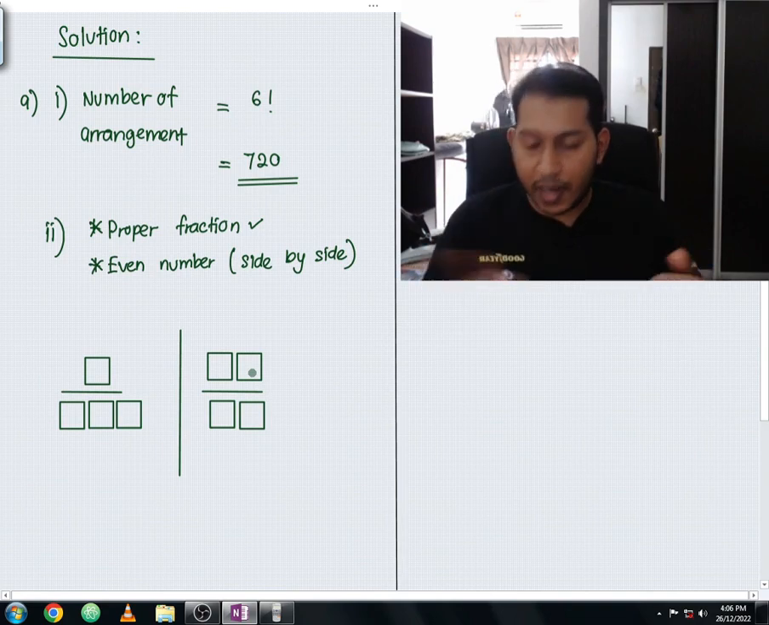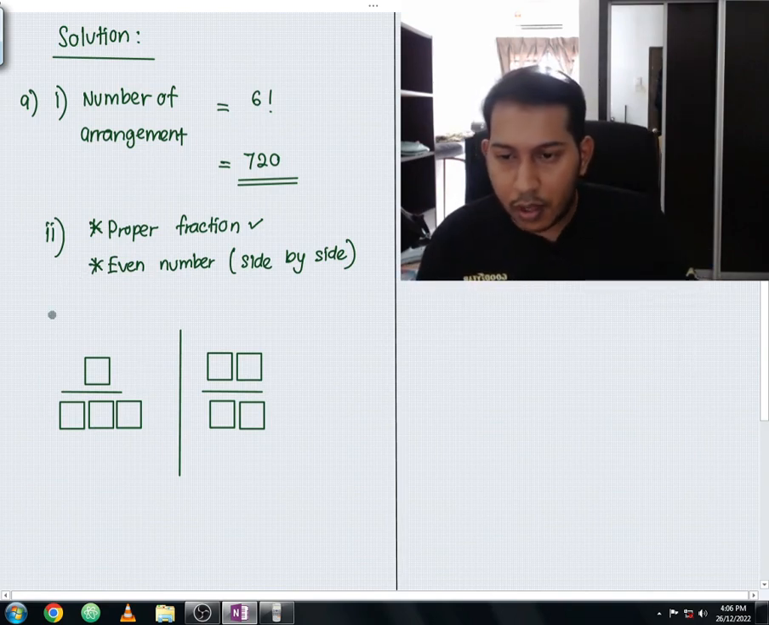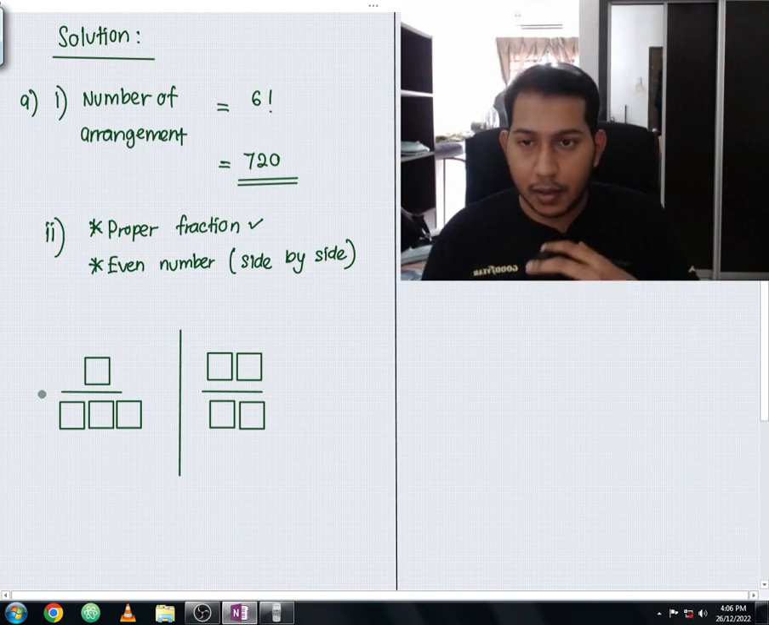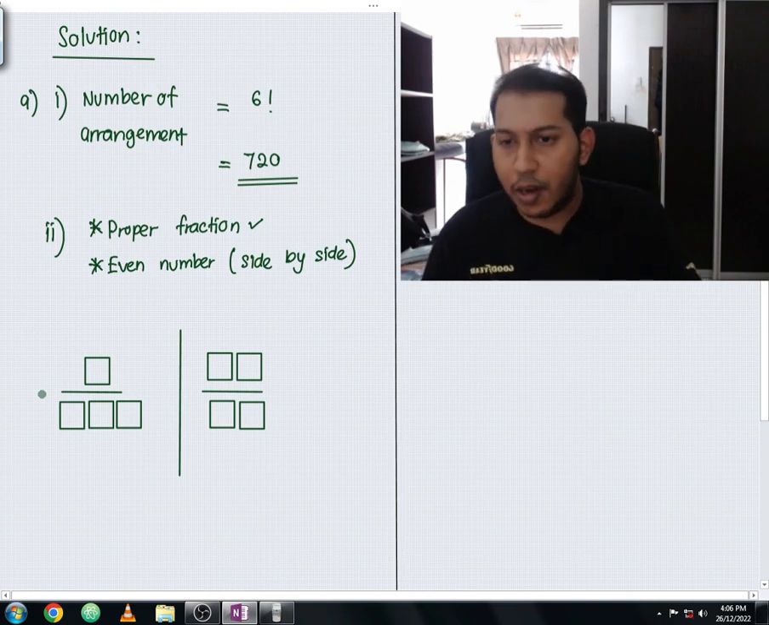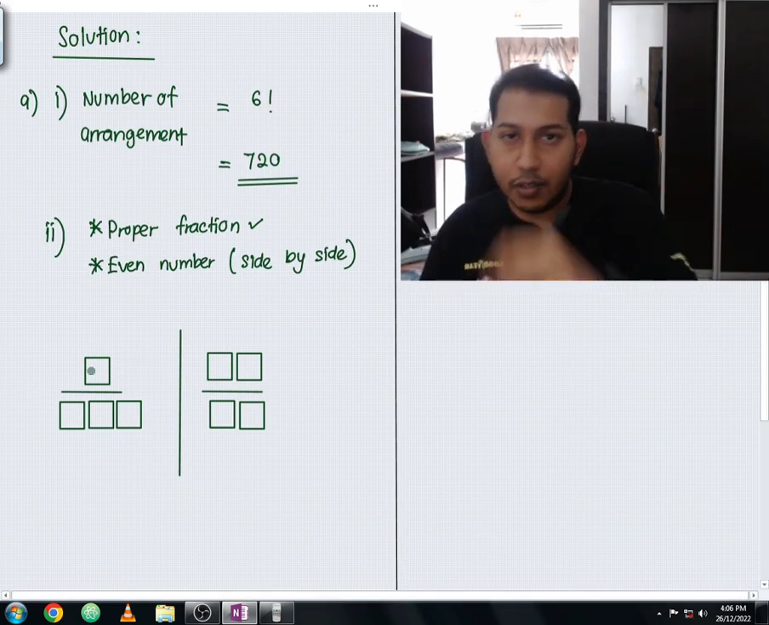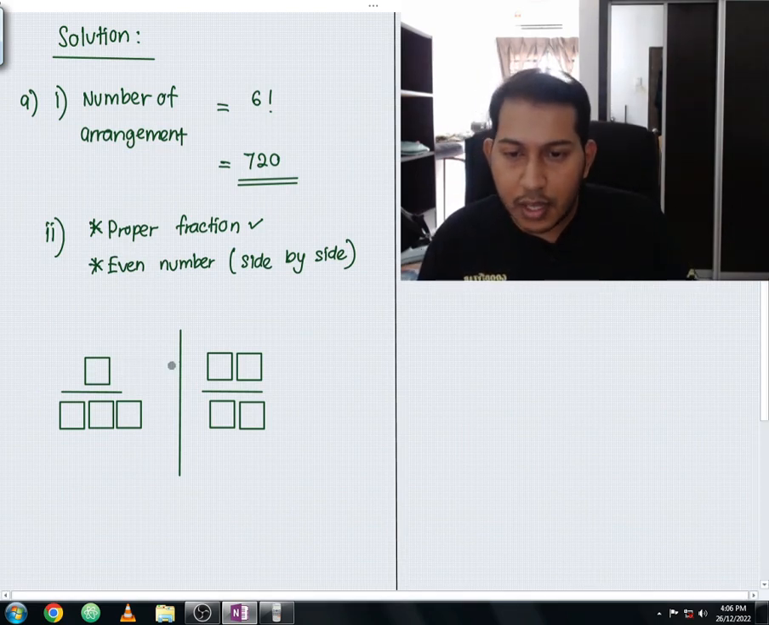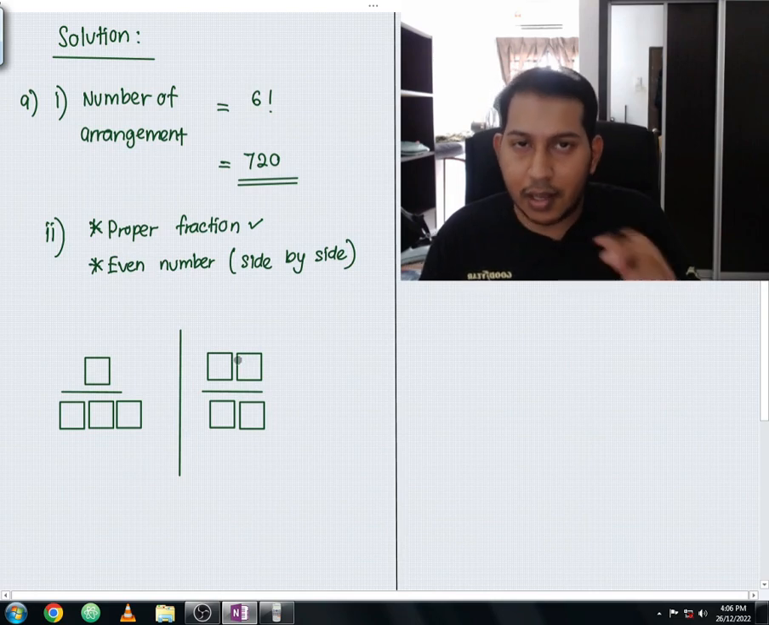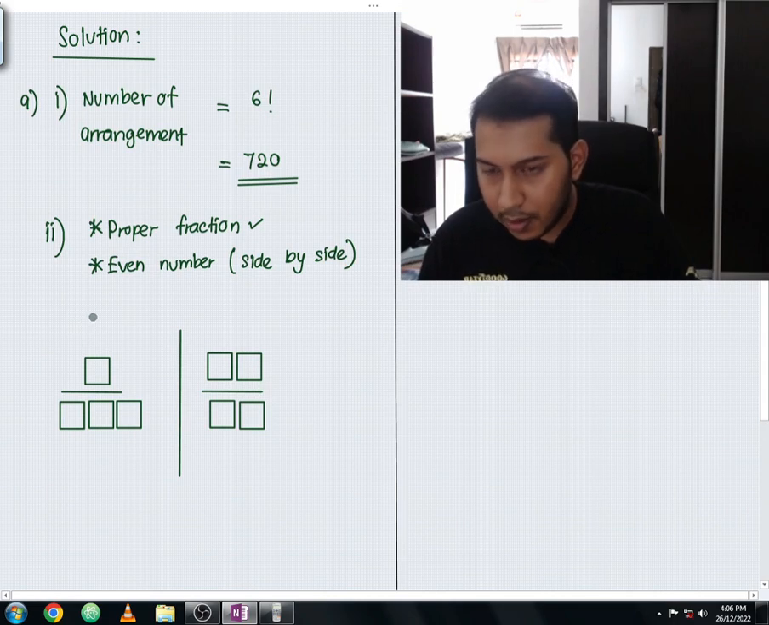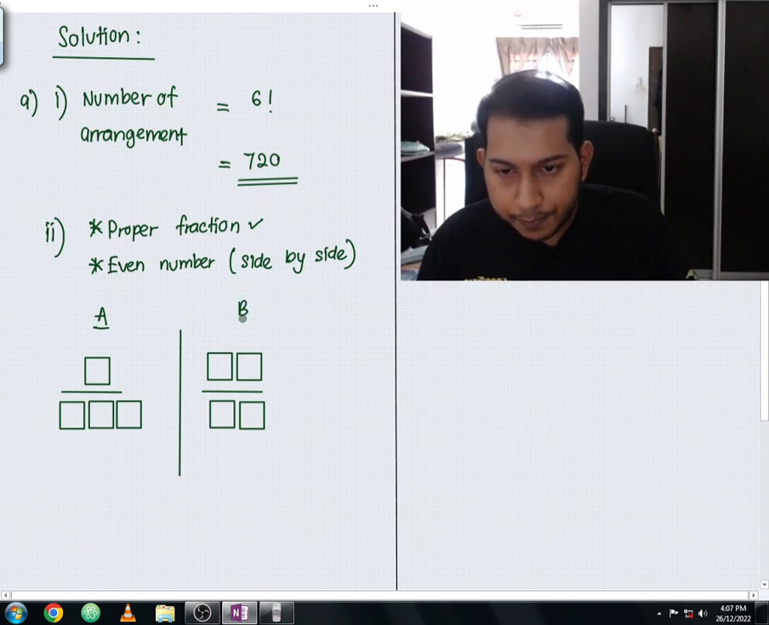What I would recommend for the students is that you try to solve the left one first. The left one is the easiest. Personally I felt it's easiest, and I recommend you try this first, and once you're done, then move on to the right side. The right side is slightly trickier, guys. So let me just write here A and B.